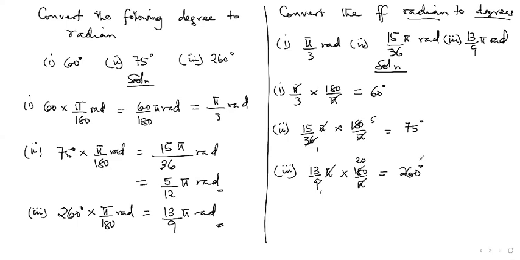If you look at it carefully, we started from 60, 75, 260. We converted the answers that we got from radian to degrees, and we are converting back to 60, 75, 260 again. You see, whichever way, you get the same answer.